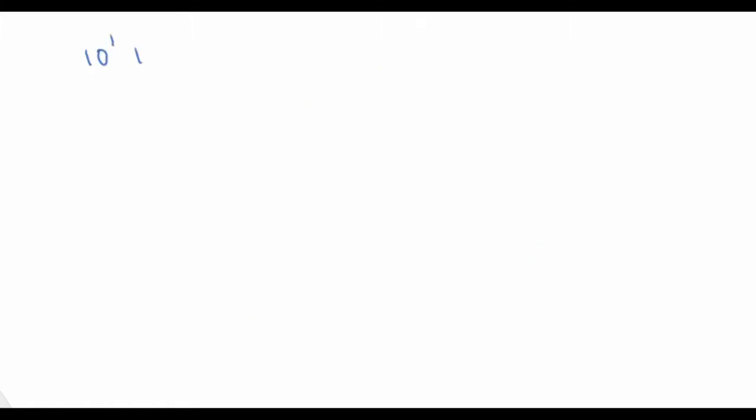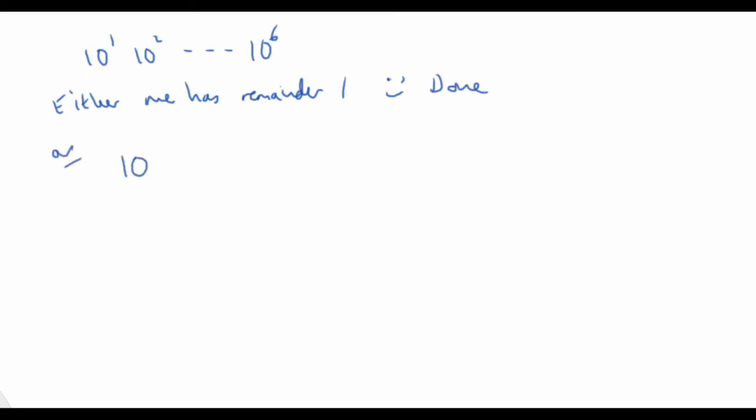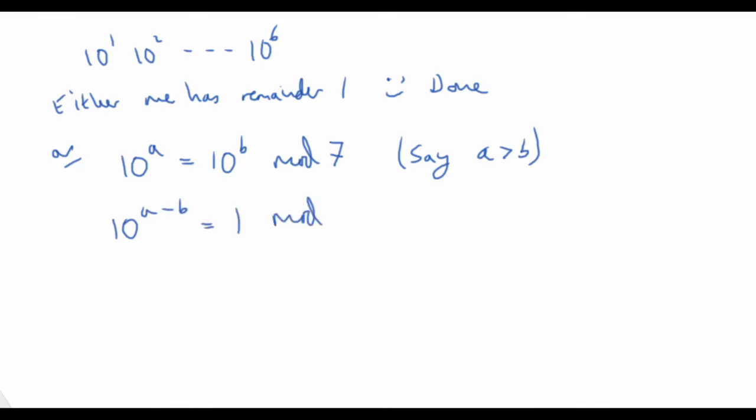So let's just look at the first 6 powers of 10. So 10 to the 1, 10 to the 2, up to 10 to the 6. So either one of those has remainder 1, in which case we're done. That's our number of nines, so it's such that we've got a factor of 7 there. But if we've gone through the first 6 and not hit a 1, then we must have had a repeat. So we must have an a and a b, such that the remainder of 10 to the a is equal to the remainder of 10 to the b after division by 7. And in fact, we can divide in this system of arithmetic. So in fact, that means that 10 to the a minus b was equal to 1 mod 7, was 1 more than a multiple of 7. So in fact, we are done.